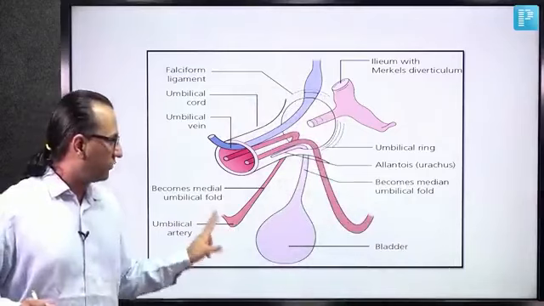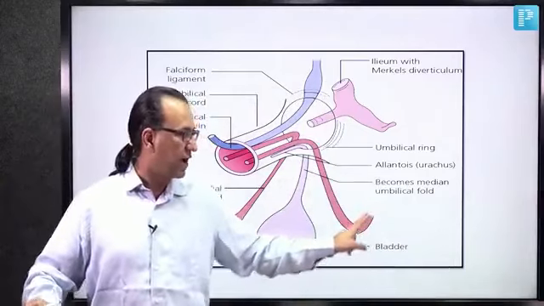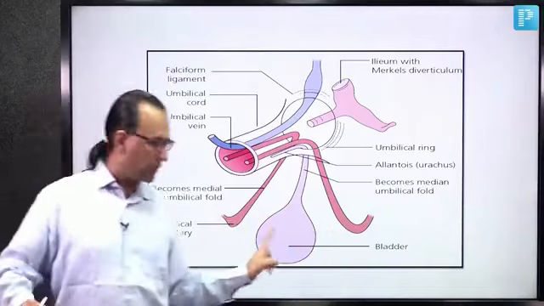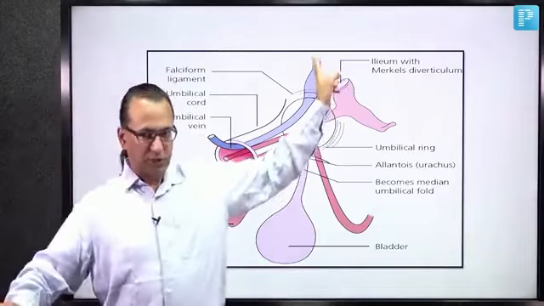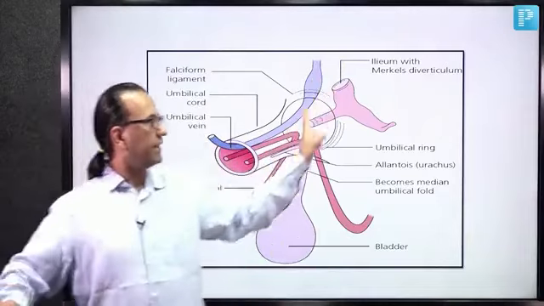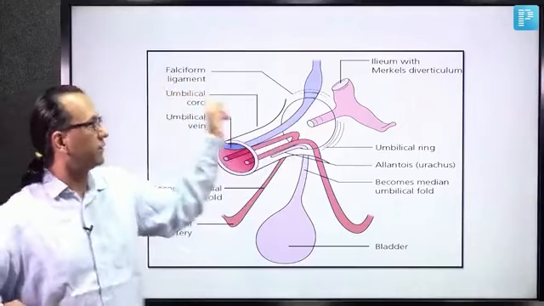But the proximal part of the umbilical artery will persist in the adult, and form the superior vesical artery, and that will continue supplying the urinary bladder in the adult. Here is the left umbilical vein, which is running towards the liver and is carried by a double fold of the peritoneum called the falciform ligament of the liver.